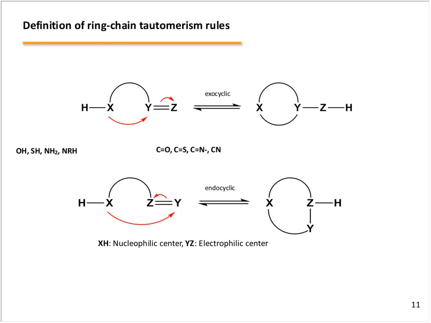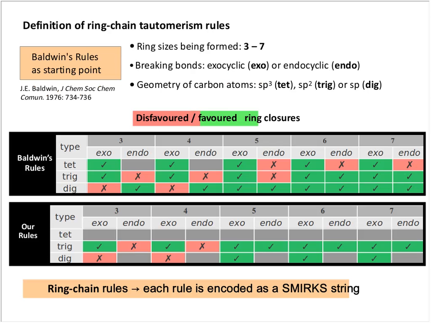In the 1970s, Baldwin proposed around 15 rules for ring cyclization reactions based on their stereoelectronic features. By considering the size of the ring being formed, from 3 to 7, the center where the reaction is closing, whether it's exocyclic or endocyclic, and the geometry at the carbon center, sp3, sp2, and sp, we have a set of rules.